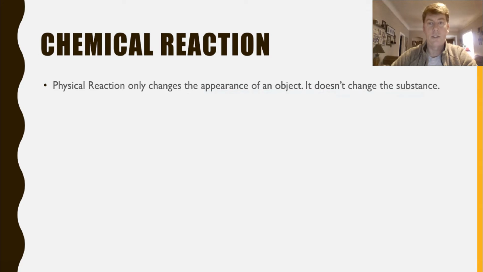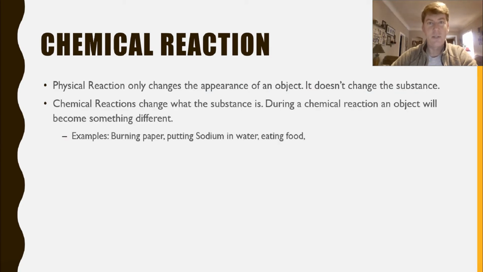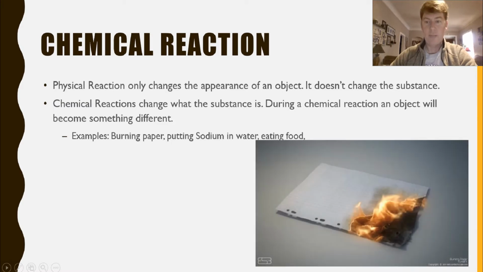A chemical reaction, though, is going to change the substance. It's going to create something new. So if you're looking at a reaction and something new has been formed, then you know it's a chemical reaction. Some examples of burning paper. After it's burnt, it is not the same material anymore. The black, ashy part looks different, it has a different texture, it doesn't hold together like the paper, it's powdery. It has all those different properties because it is a different substance.